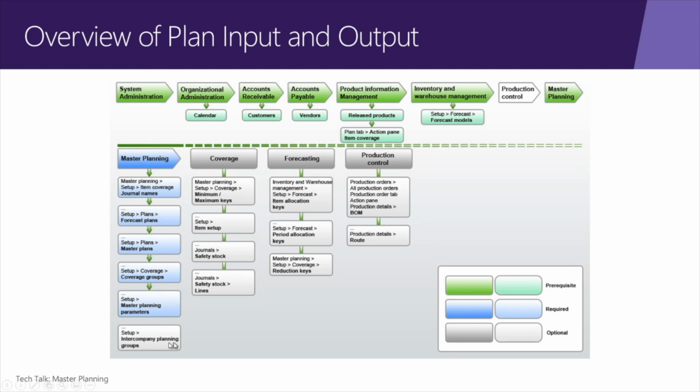And then there are a lot of optional settings in here. So if you're doing intercompany planning, you've got multiple legal entities, one legal entity is sourcing from the other, and you want to basically plan both the legal entities together, then you will have to set up intercompany planning groups. We will talk about minimum and maximum keys and the various setups required here in a minute. There's a lot of setup, but this is a good diagram to reference when we are logically trying to set up master planning.